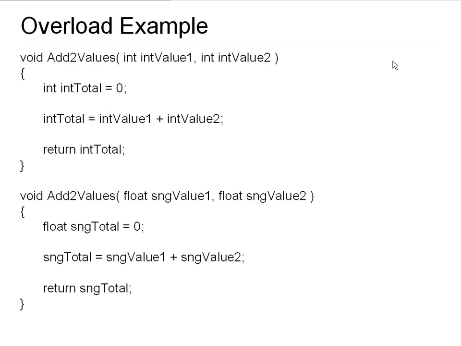Here's a very simple example. Same procedure name, add two values. The first one has two parameters, and they're both integers. The second one has two parameters, and they are both float. These procedures both do the exact same thing except they return nothing. Hold on, let me fix that real quick. Okay, got the data types fixed. And that's just a very simple example of overloading.